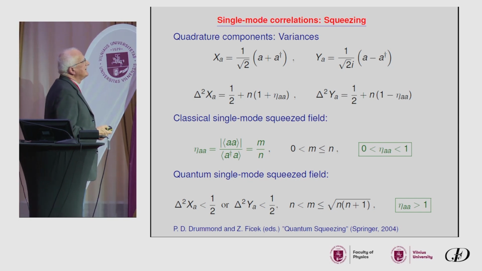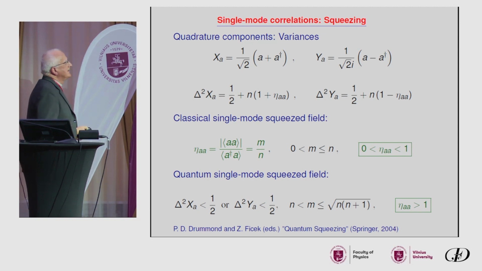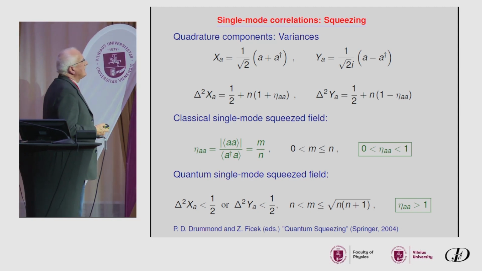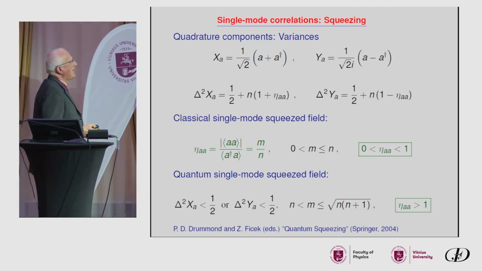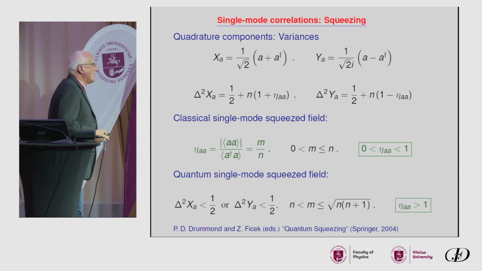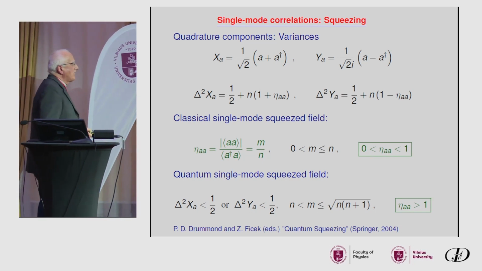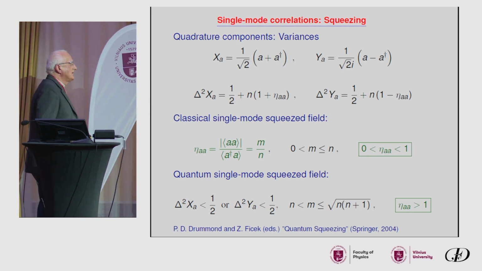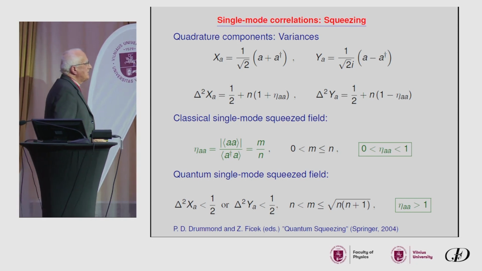The quantum limit for fluctuation here is half. So if we reduce fluctuations in one of these two quadratures below half, we say that we have quantum correlation. So, quantum squeezing. When we have a quantum field, we can achieve an amount of correlation larger than n, which is given here by this relation.